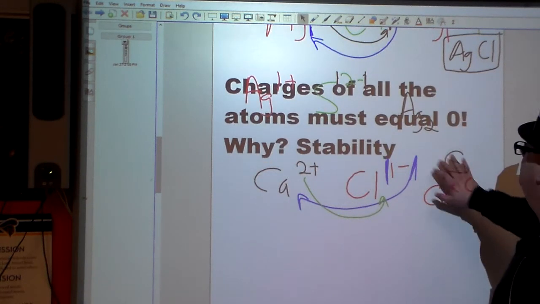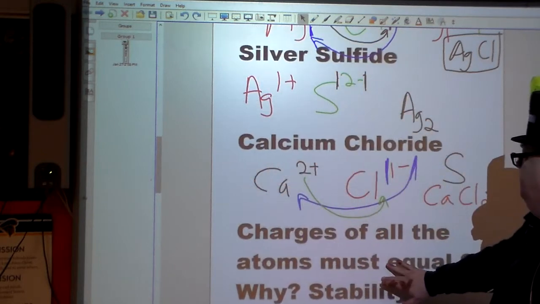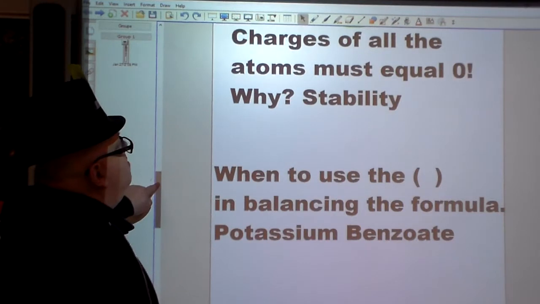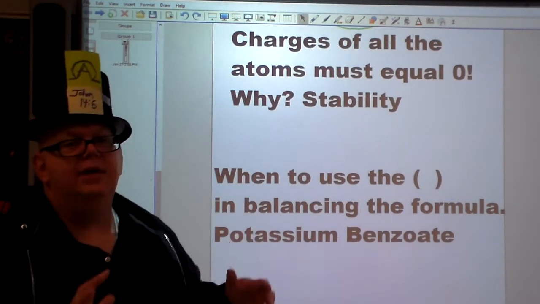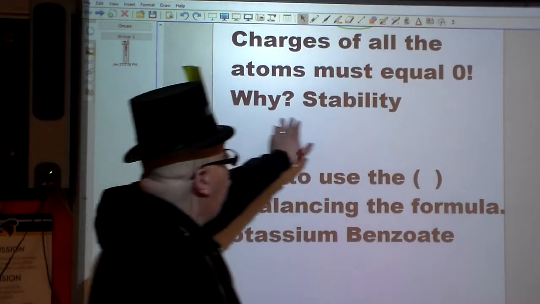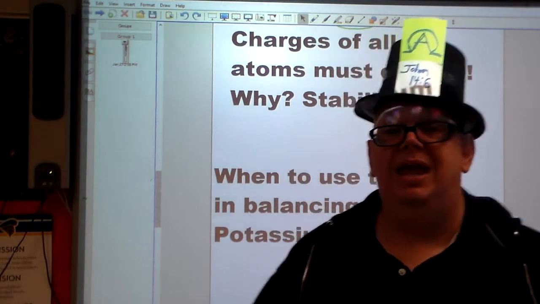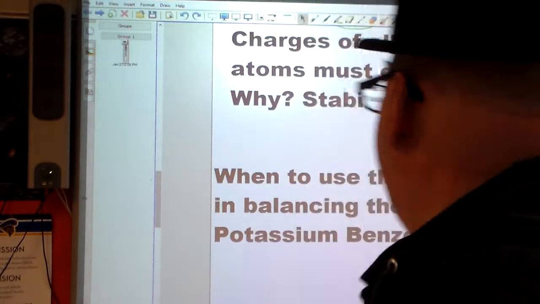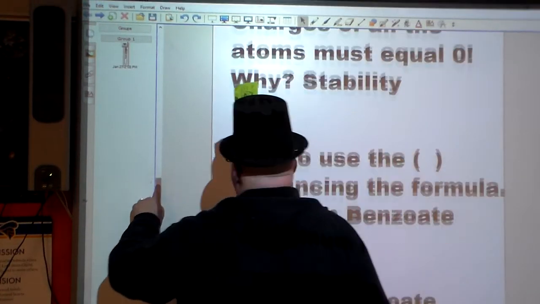Okay, whoops. Come on. All right. Now remember, the charges of all the atoms together must equal 0. The whole point about it is stability. Okay? Stability, stability. All right. Now let's move on here.